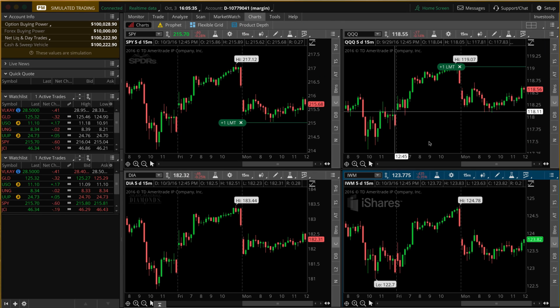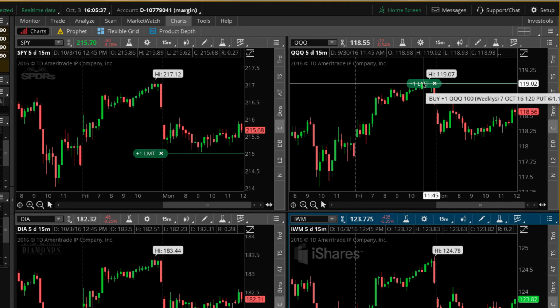Okay, so there you have it. So I was able to dial in the level of the underlying, let's say Q. I was able to dial in the level at which I want to trade that option by using that tool in Thinkorswim. I'll show you one more time here.